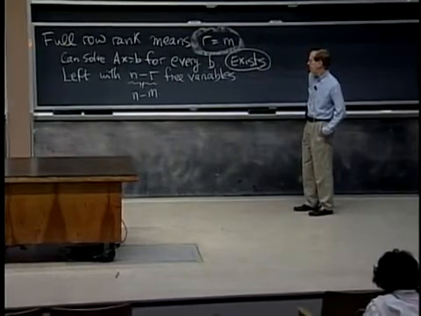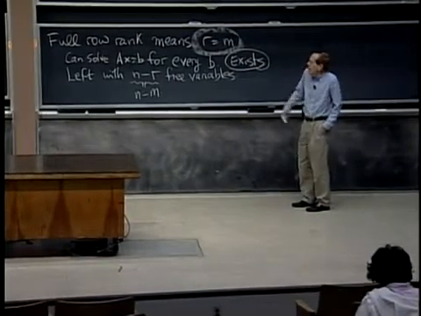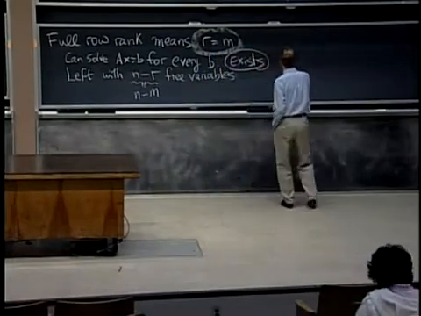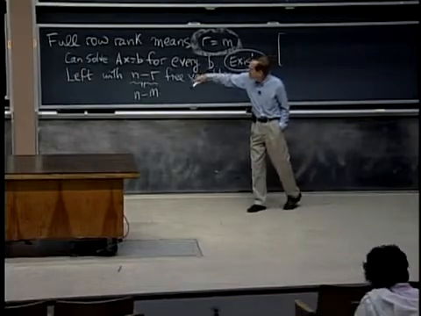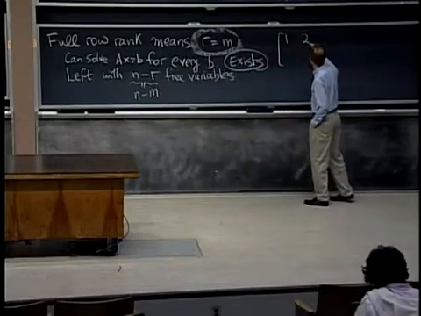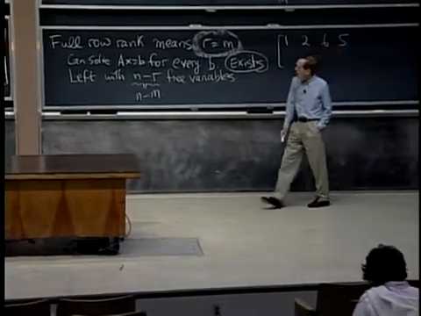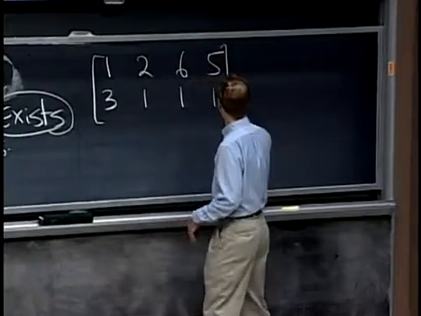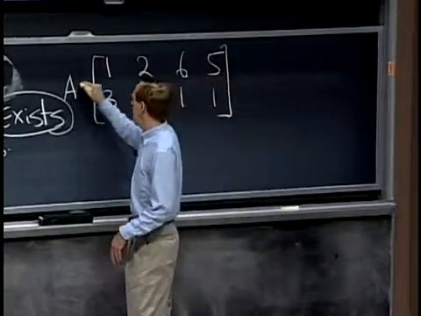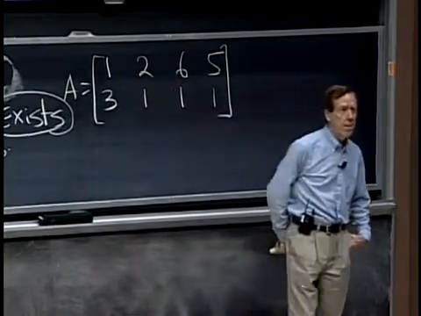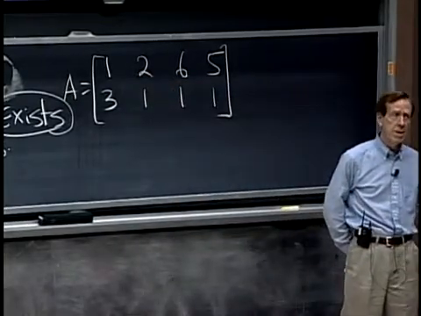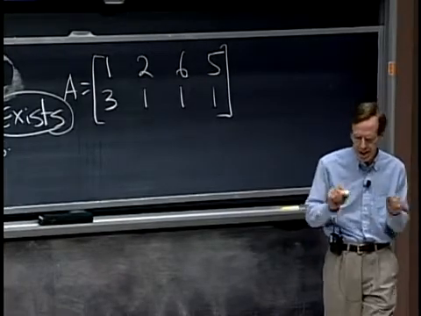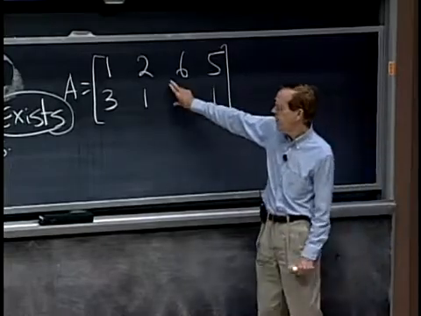Can I do an example? You know, the best way for me to do an example is just to transpose that example. So let me take that matrix that had column 1, 2, 6, 5 and make it a row. And let me take 3, 1, 1, 1 as the second row. And let me ask you, this is my matrix A. What's its rank? What's the rank of that matrix?